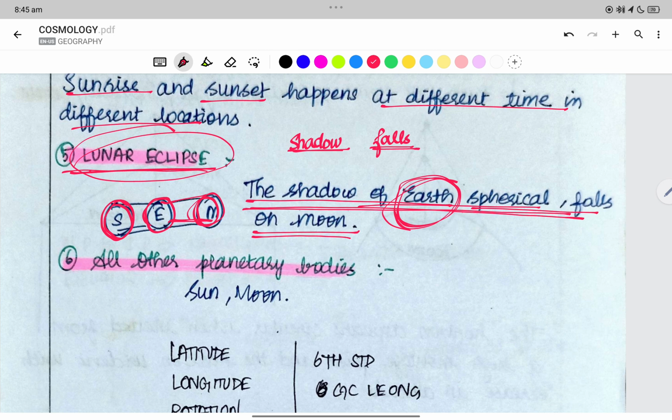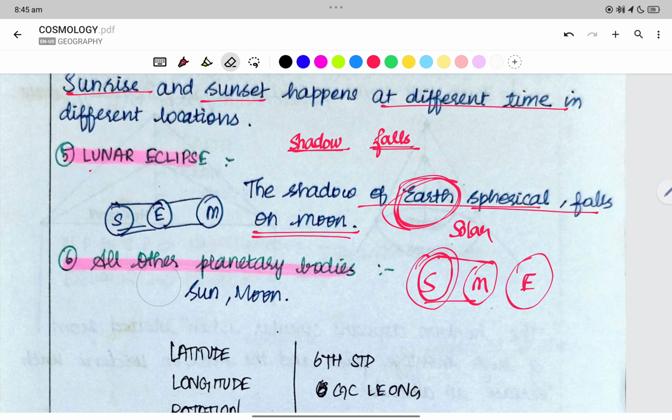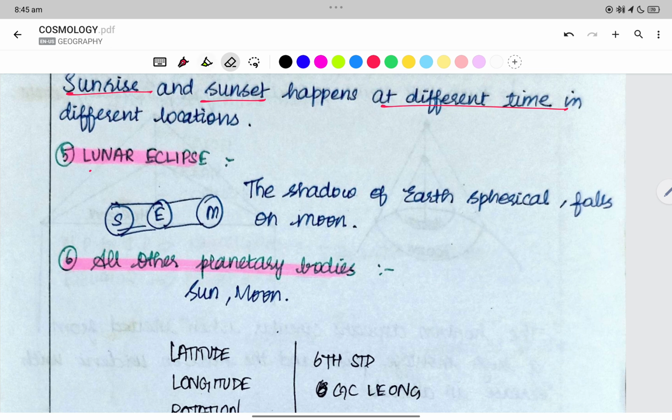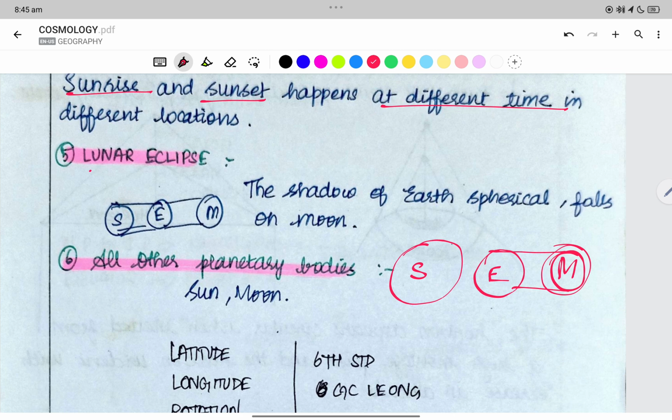When we are describing sun, moon, and then the earth, it is a solar eclipse, when the shadow of the moon is cast over the earth. But we are here discussing the earth. That is why we have to mention the lunar eclipse, where the earth is in the middle and the shadow of the earth is cast. It is sun, earth, and then we have the moon. The shadow of the earth falls on the moon and it is spherical in shape.